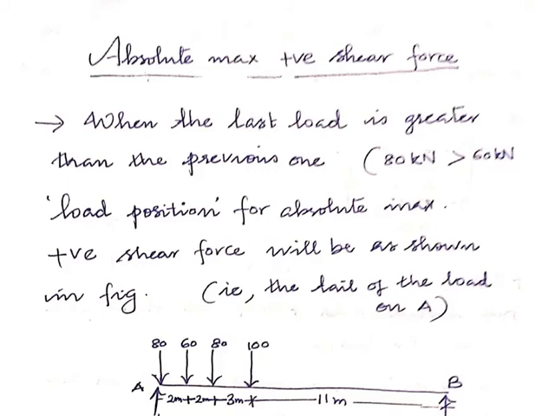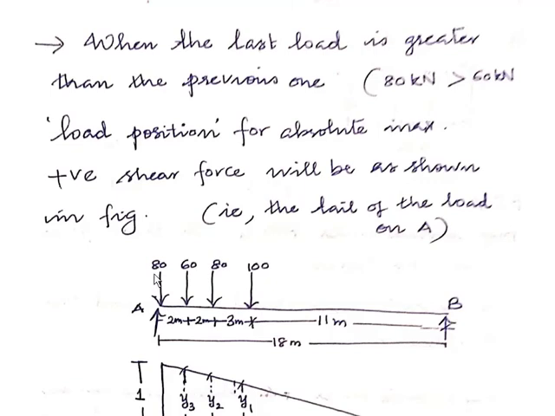So which one of the two positions we can choose to have the absolute maximum positive shear force here? For that, observe the last two loads. The last two loads are 60 kilonewton and 80 kilonewton here, and the last load is greater. That means 80 kilonewton is greater than 60 kilonewton.